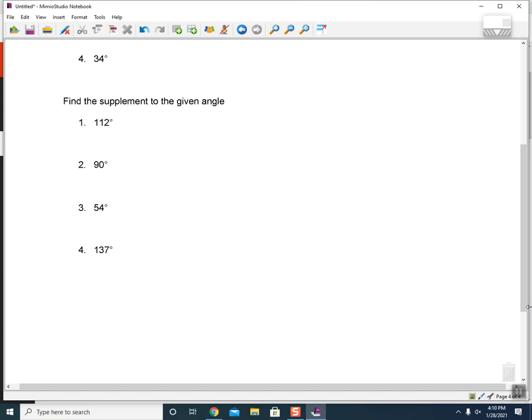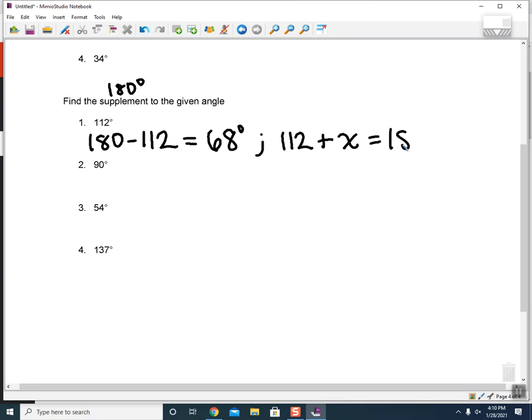Supplementary means that it's 180 degrees, right? So I would take 180 minus 112. That is going to give me, what, 68 degrees? And I could do this the same way too. I could say 112 plus something needs to give me 180. And I would get the same answer that way.